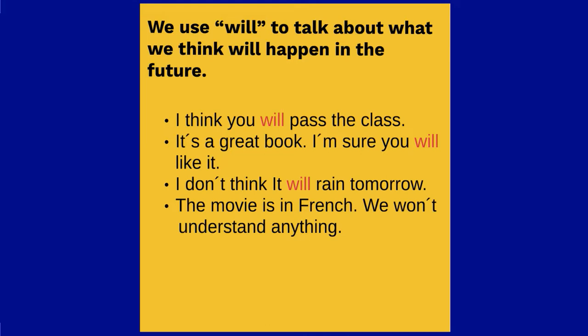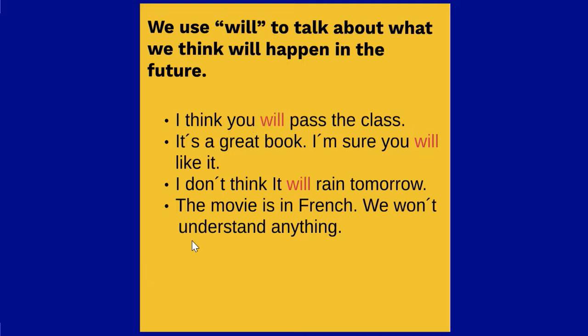For example, I have the first one. I think you will pass the class. I'm not sure, right? I think that all of you are going to do it, but I'm not sure. So that's why I said that is a prediction. I think you will pass the class. It is a great book. I'm sure you will like it. I don't think it will rain tomorrow. Those are predictions. It's not something that we are sure about, and that's why I am using will.